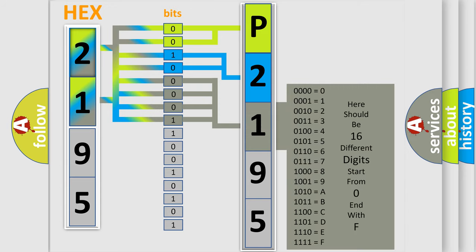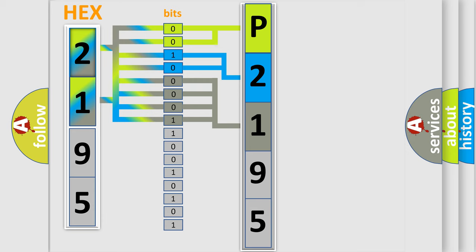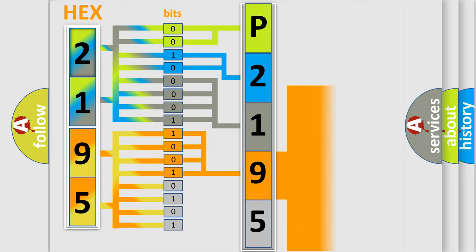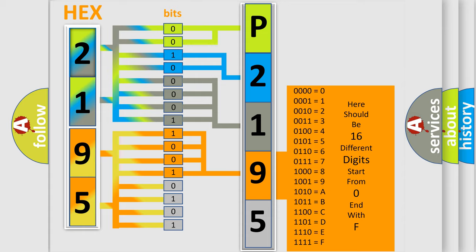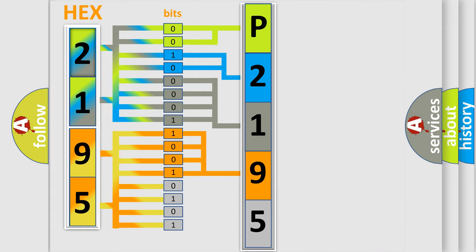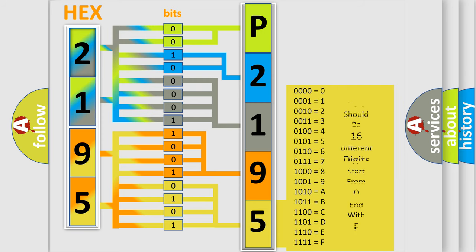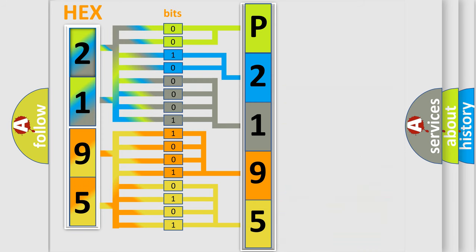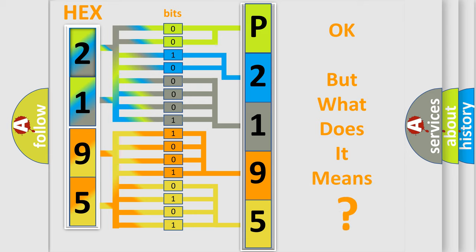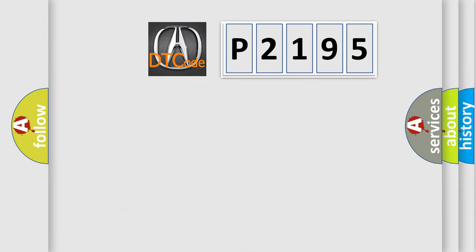The second byte is composed of a combination of 8 bits. The first 4 bits determine the fourth character of the code, and the combination of the last 4 bits defines the fifth character. A single byte conceals 256 possible combinations. We now know in what way the diagnostic tool translates the received information into a more comprehensible format. The number itself does not make sense to us if we cannot assign information to what it actually expresses. So, what does the diagnostic trouble code P2195 interpret specifically for Acura car manufacturers?